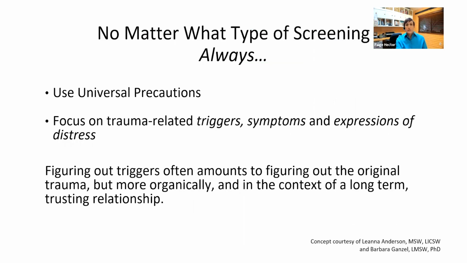Just a reminder, this is something I talked about in the first video in the foundation: the universal precautions. No matter what type of screening your community does, what screening tool, what process, whoever does it, we always want to make sure that we are using universal precautions. Even when an individual says they don't have a traumatic experience, we want to approach everyone, residents, family, staff, care partners, as though there could possibly be a trauma background.